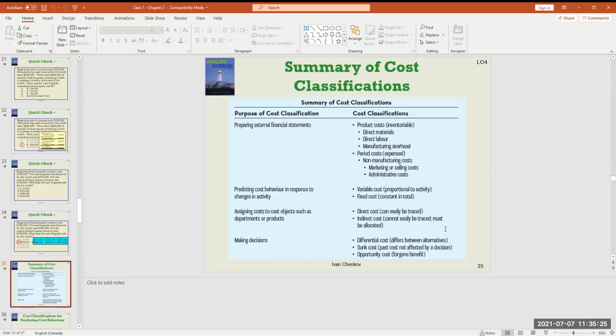For predicting cost behavior, we're going to see later. Next time we'll cover variable cost and fixed cost. When we are assigning cost to an object, we have direct cost, which is direct material and direct labor, and indirect cost, which is the manufacturing overhead. And for decision making, which we're going to see next time, we have differential cost, sunk cost, and opportunity cost. And I'm going to stop here.